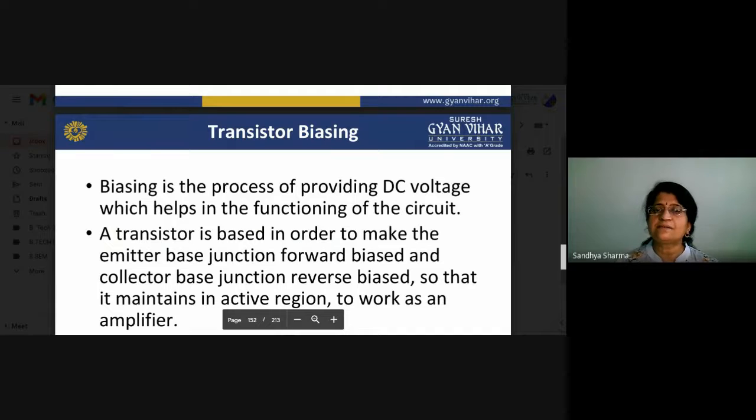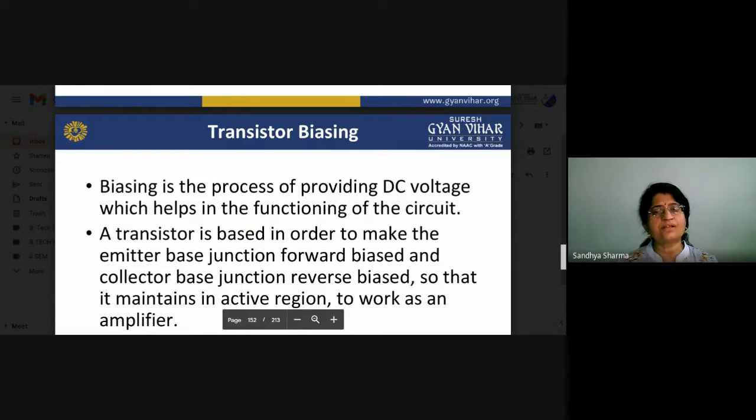Biasing is the process of providing DC voltage which helps in the functioning of the circuit. If you want proper functioning of your transistor, then you have to provide the biasing. The transistor is biased in order to make the emitter-base junction forward biased and the collector-base junction reverse biased, so that it is maintained in the active region and works as an amplifier. That is the basic condition.